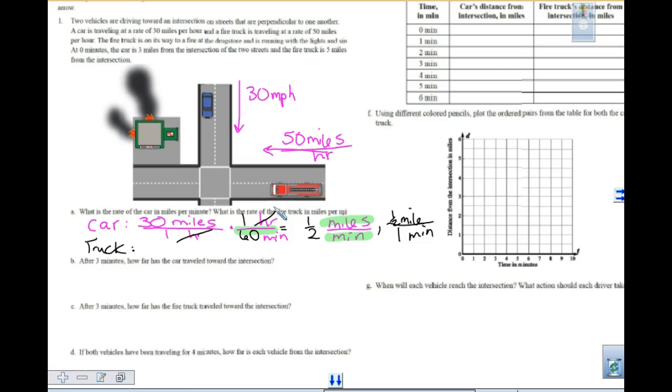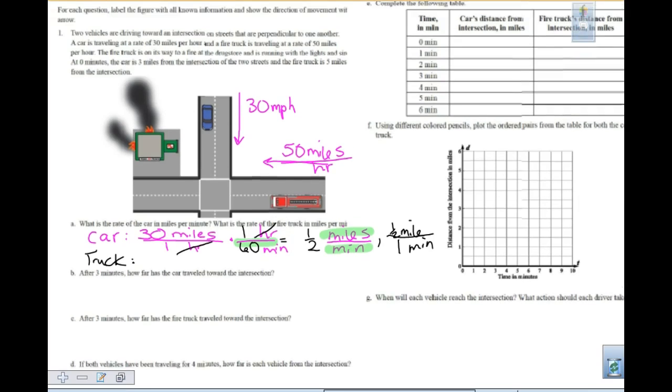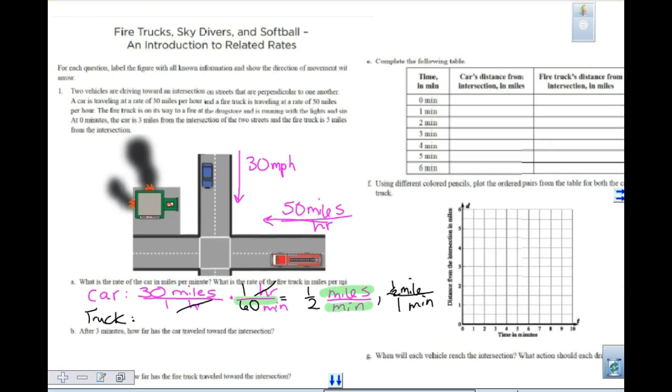Okay? And then on the top of the next page, it says complete this table. At 0 minutes, how far was the car from the intersection? They told us that. How far away was it, Vanessa? The car? 3 miles. Right? So you're going to start with 3. And after a minute, the car's gone a half a mile, right? So after a minute, how far away is it? 0.5. Okay, so you're going to fill in this, right?